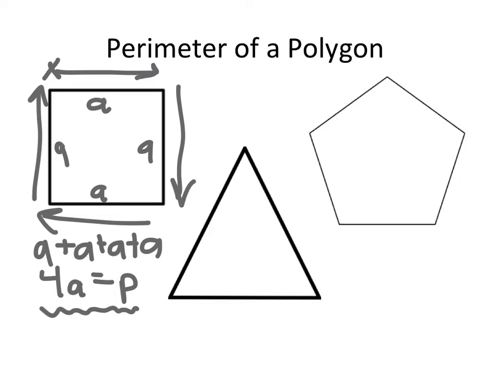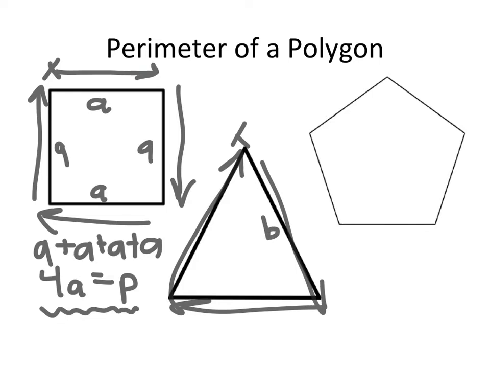The same thing is true with a triangle. If we're starting here, we can go here and here and here, and we're trying to find the distance all the way around the triangle. So again, we want students to think logically. If the triangle is an equilateral triangle and the sides are all the same, and we call one side B, then we can say B plus B plus B, or we could say 3B equals perimeter in an equilateral triangle.